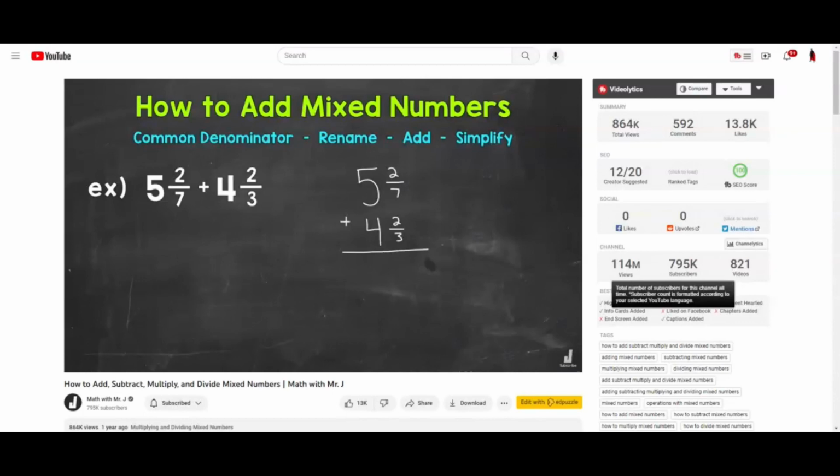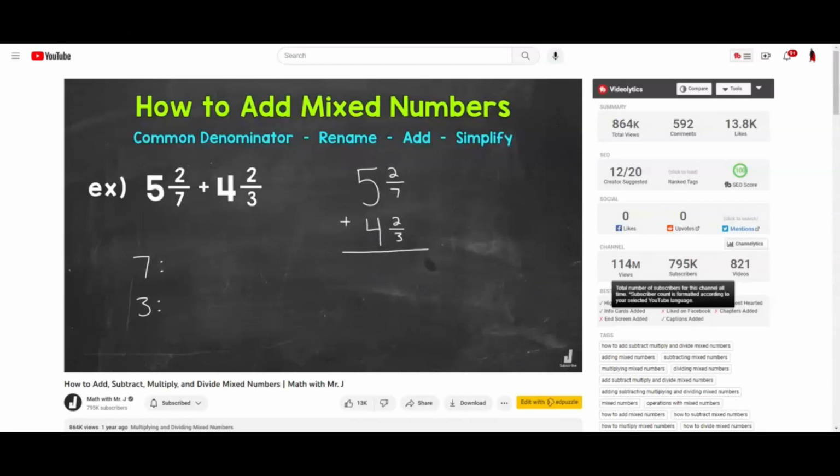Now you may be able to figure out what the least common multiple between 7 and 3 is without writing out the multiples. But as a review, I'm going to come to the side here and we'll write out our multiples, and I'll show you how to find the least common multiple. And again, that's going to be our least common denominator.